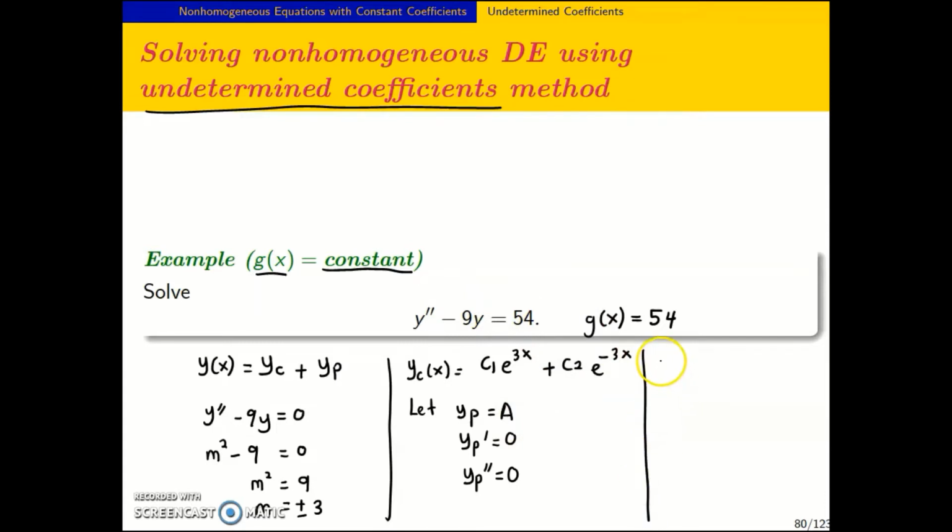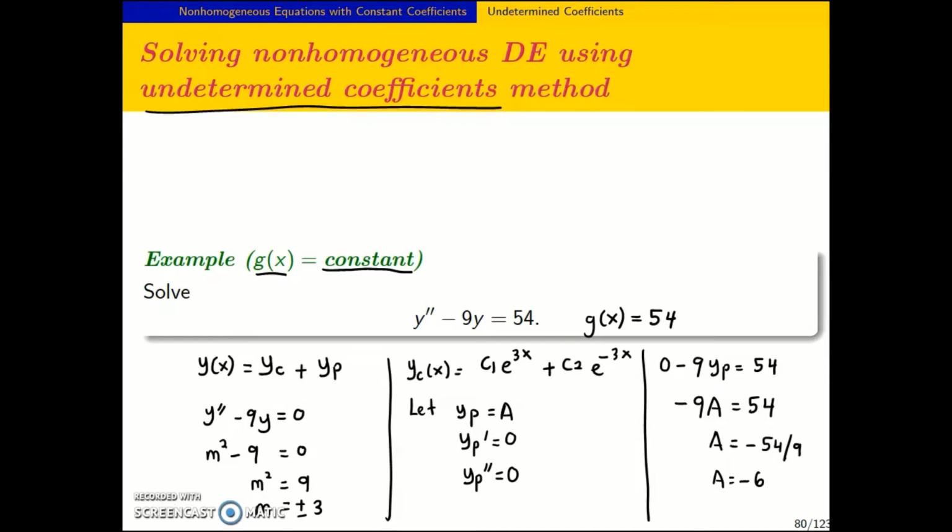So I have 0 minus 9 yp equals 54. Minus 9, yp is a, equals 54. So therefore, my a equals negative 54 divided by 9, which is negative 6. Okay, so yp equals negative 6.